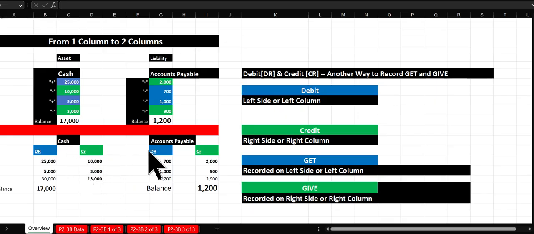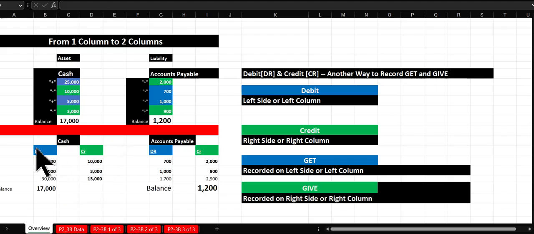So when we use two columns, we will dedicate one column on the left for all our debits, because remember, debit means to record on the left, and we're going to dedicate the right column for all our credits. And the benefit here is we are then able to quickly see all the debits and all the credits. Whereas here I would have to go in and select each debit and each credit. But now we have all the debits on one side and all the credits on the other side.